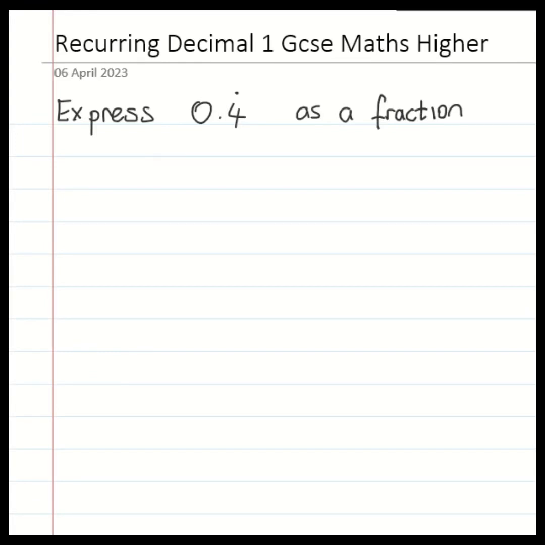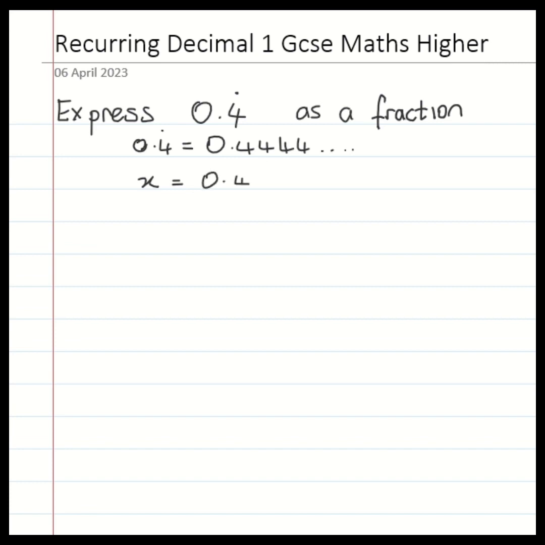Today I'm going to show you how to convert recurring decimals into fractions. Remember what recurring is. 0.4 recurring is just the same as 0.4444 with those fours never ending. Now we are going to use a bit of algebra to do this. We will first define this recurring decimal as an x.